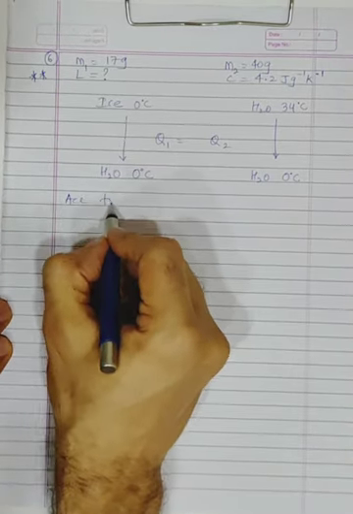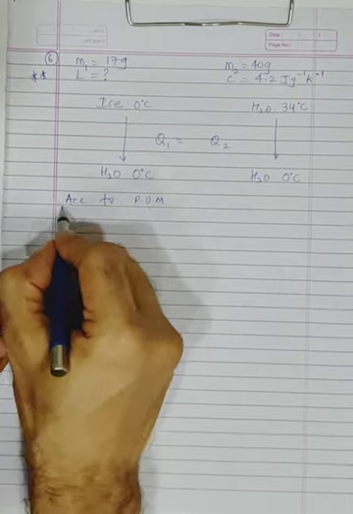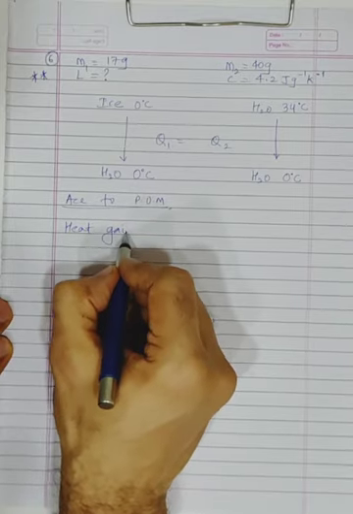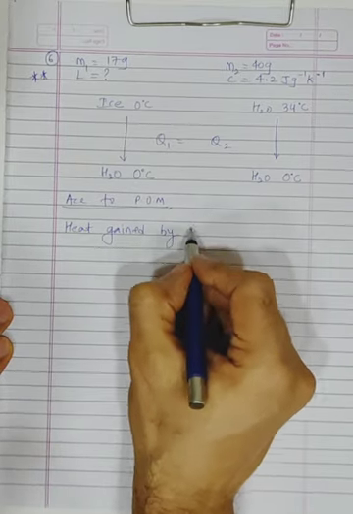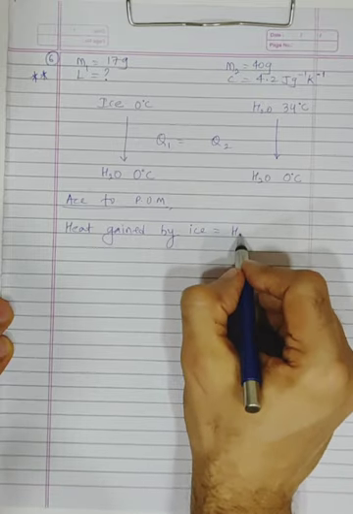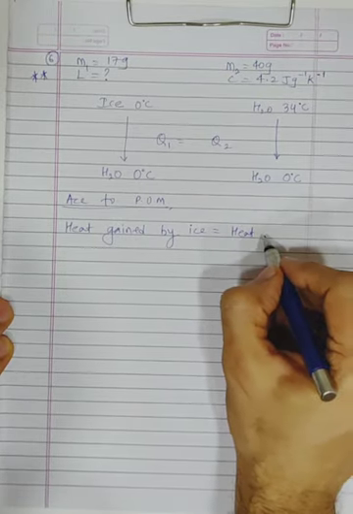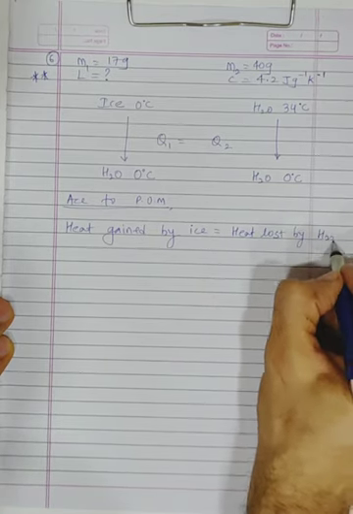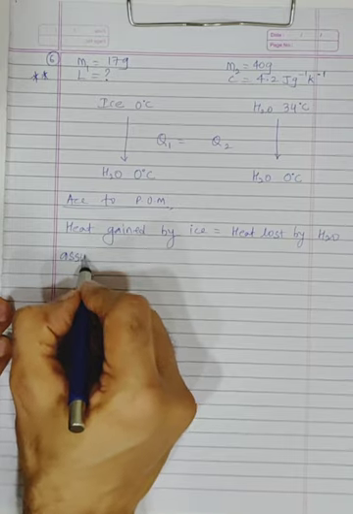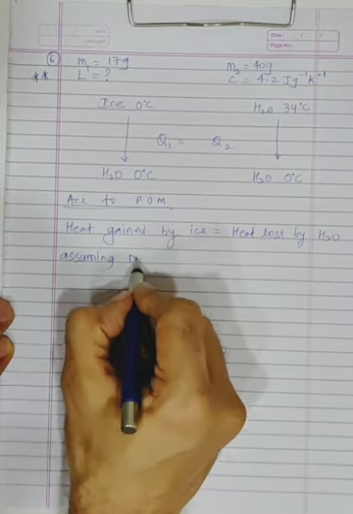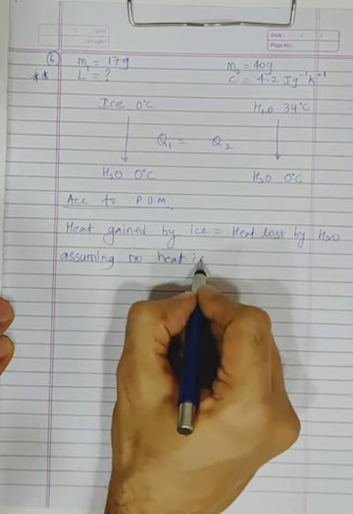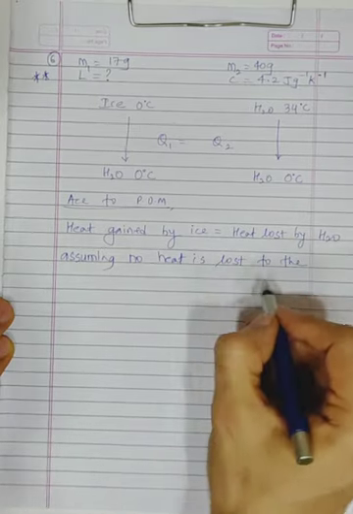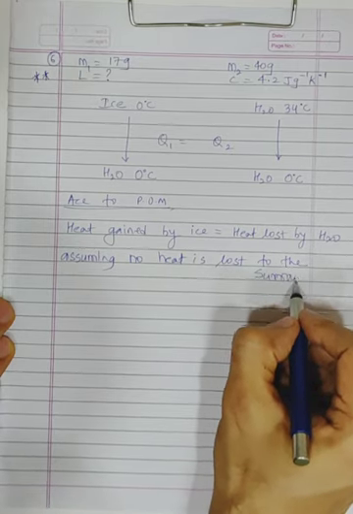According to POM, the principle of mixture, what can you say? Heat gained by ice is equal to heat lost by water, assuming no heat is lost to the surroundings. Okay, so there is the principle.